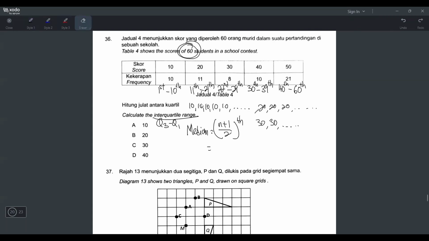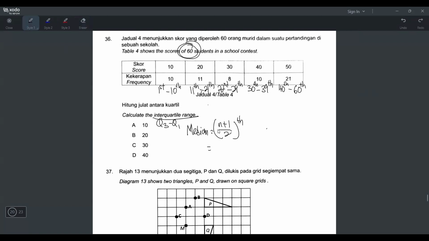Tapi takkanlah you nak buat semua ni. Alamak, lambat bro. You buat macam ni ke? So that's why I just write the kedudukan macam ni lah. So the nombor pertama sampai nombor ke-10 adalah 10. Nombor ke-11 sampai nombor ke-21, 20 and so on sampai habis.